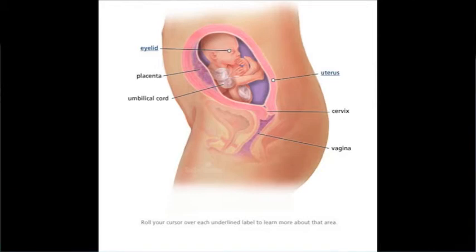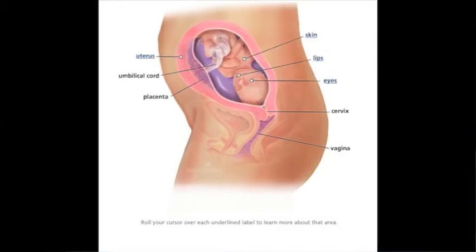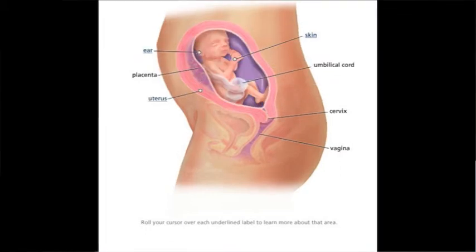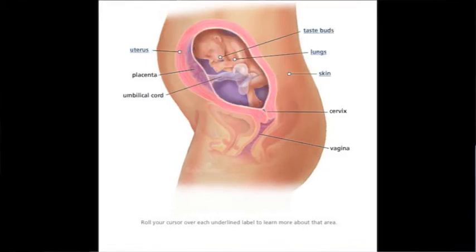By the 5th month, the fetus's eyelids are fully developed. Its skin will be wrinkled till it grows into it. Eyelids are still fused shut, but the eyes are fully developed. The baby starts to develop taste buds. The baby's lungs are just starting to develop.